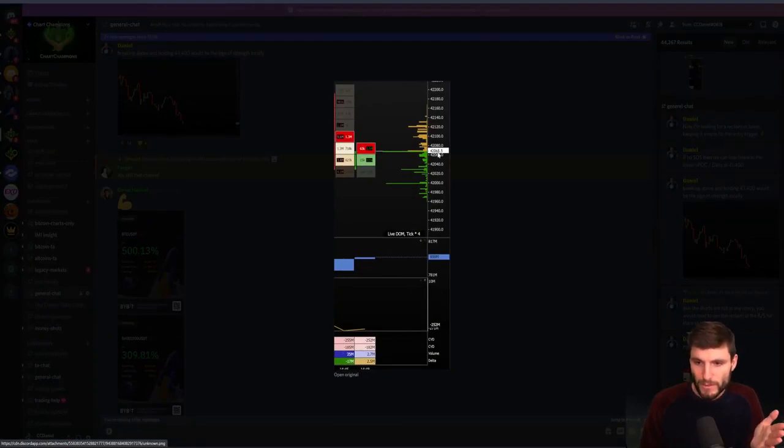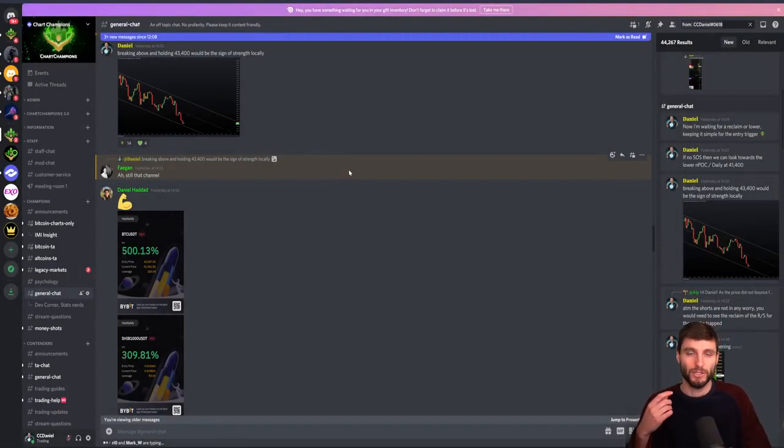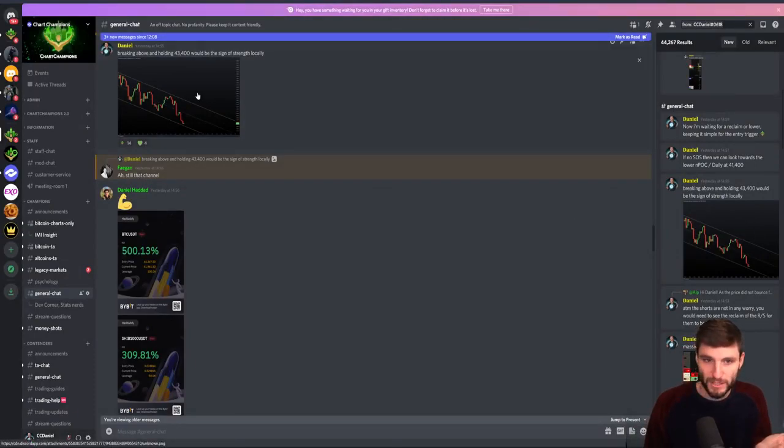Here you can see still above $42,000. Here we're getting a really big $17 million short position in one single candle. And then what I'm saying to my team is, hey, we're going to be either looking for that sign of strength over the channel. If not, we're going to be looking down towards the lower end POC, or the daily, towards $41,400. If we don't get the reclaim, then really simply we are going to be waiting for lower.